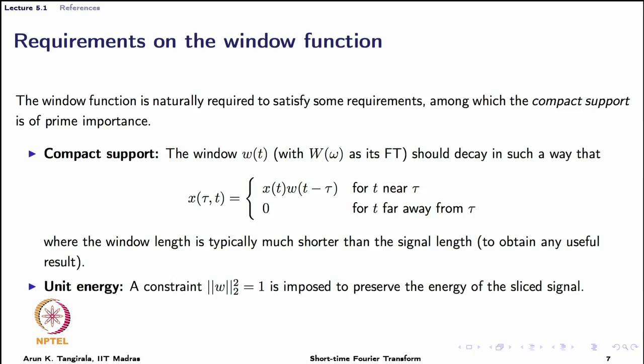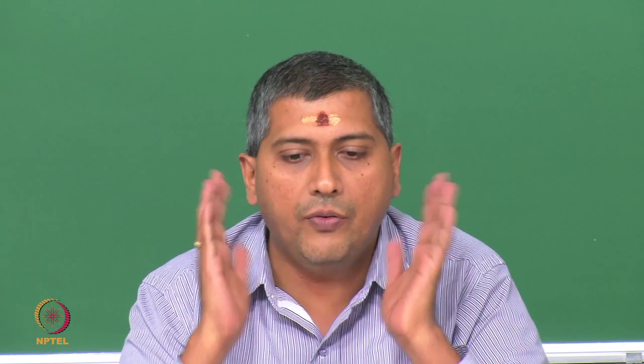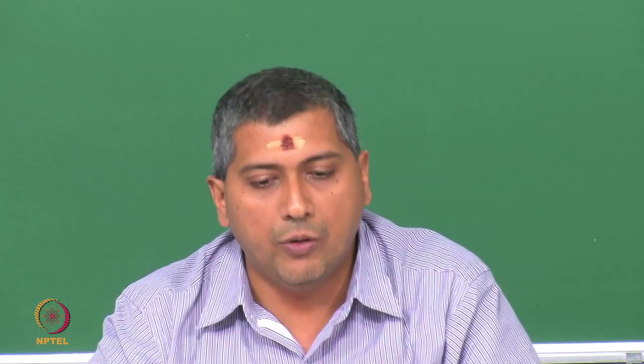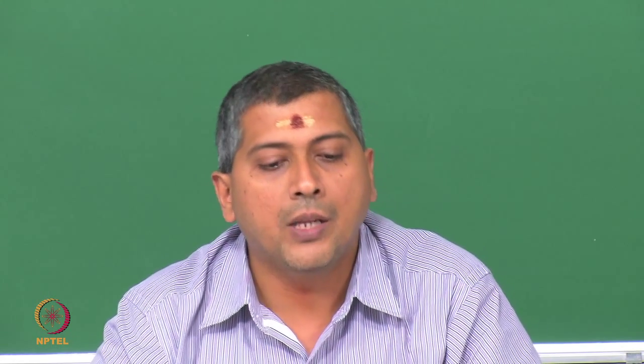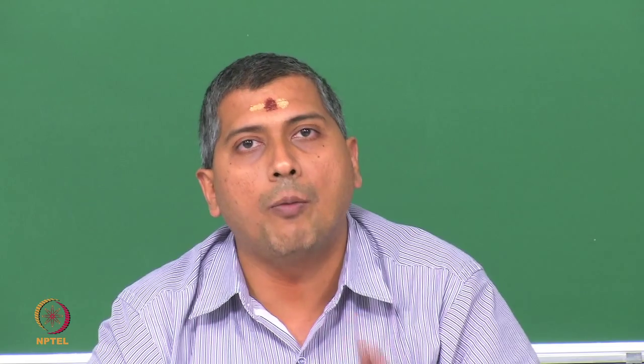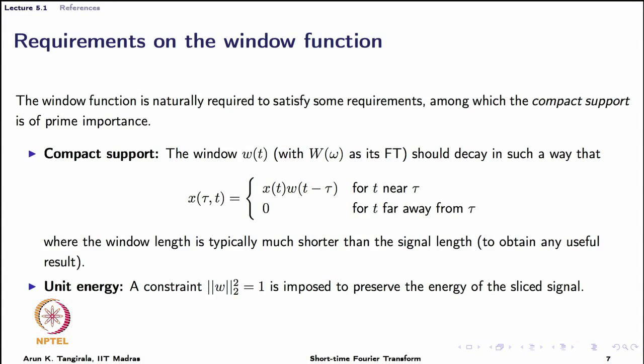Okay. So, let us briefly talk about some theoretical requirements on the window function. We have already said this. I can't use any window function that I like. The word window itself gives us an idea that it has finite duration, and that is exactly what we want. Technically, we say that the window should have compact support. This is a technical term to indicate that the window exists only over a finite period of time and vanishes outside this interval. So, the window should decay in such a way that x of tau comma t should be this for t near tau, that is near the center of the window, and 0 for t far away.